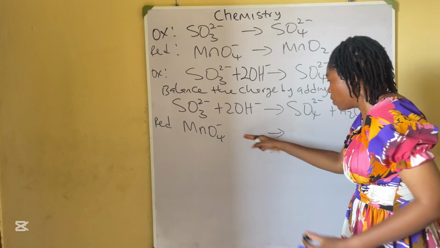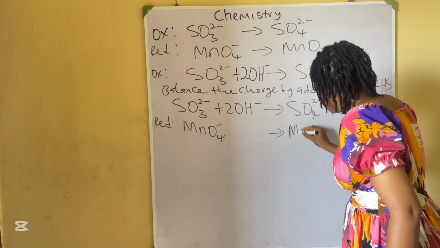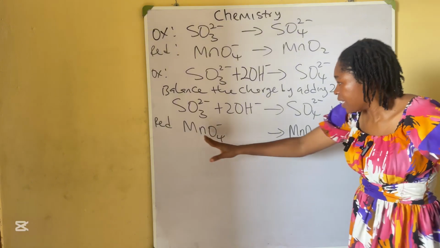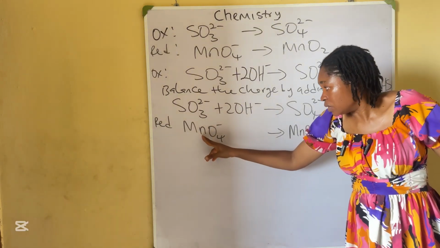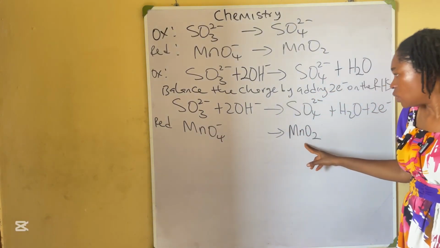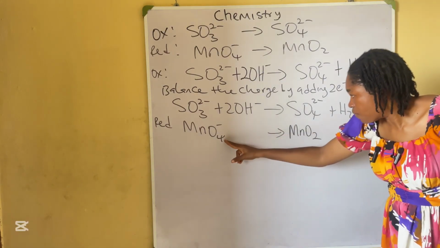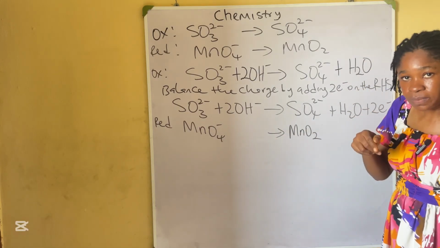Because I know that is to come up, that's why I need space. Okay, look at what we have here. The manganese atom is balanced, but I have 1 here, I have 1. So look at this oxygen. I have 4 here, I have 2. So 4 minus 2 will give me 2.